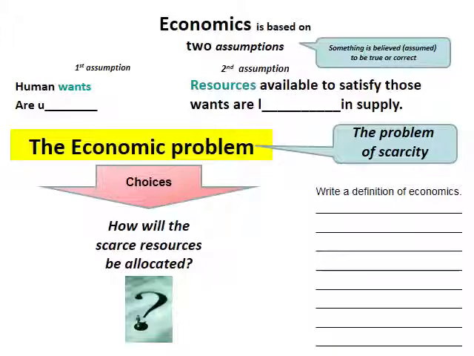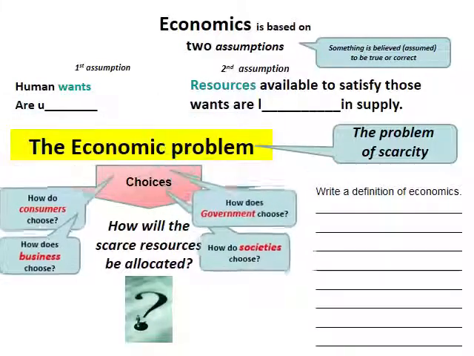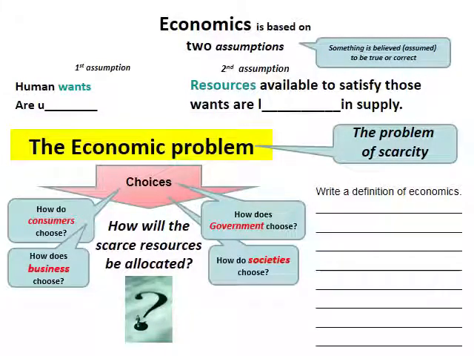And so as a consequence of that, decisions have to be made about how to allocate scarce resources. Who's going to get them? Who's going to benefit from them? So these decisions or choices have to be made. And so basically, as we'll see, economics is studying how the different groups in society make those choices. So I'll leave you to write a definition in using that information.